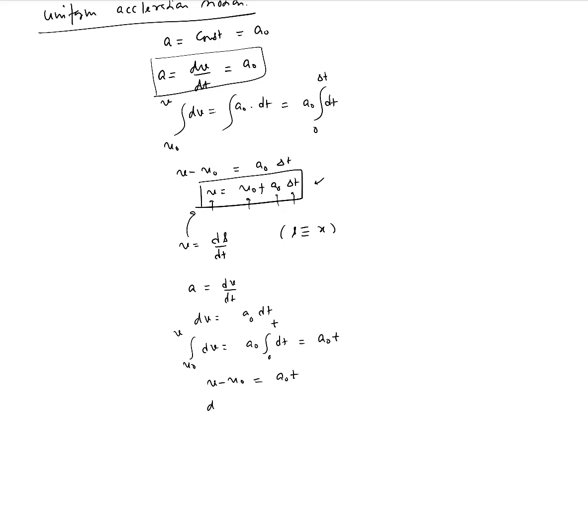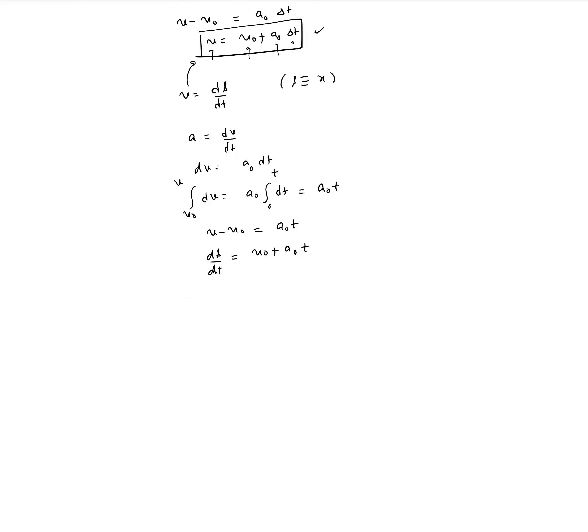So v itself is ds over dt, so I'll write that, and v0 goes on the right side, so this will be v0 plus a0t. Now I can integrate it one more time: v0 plus a0t times dt, integrated from some initial s0 to some final s, and this changing from 0 to, now we can substitute, delta t if we wanted to.